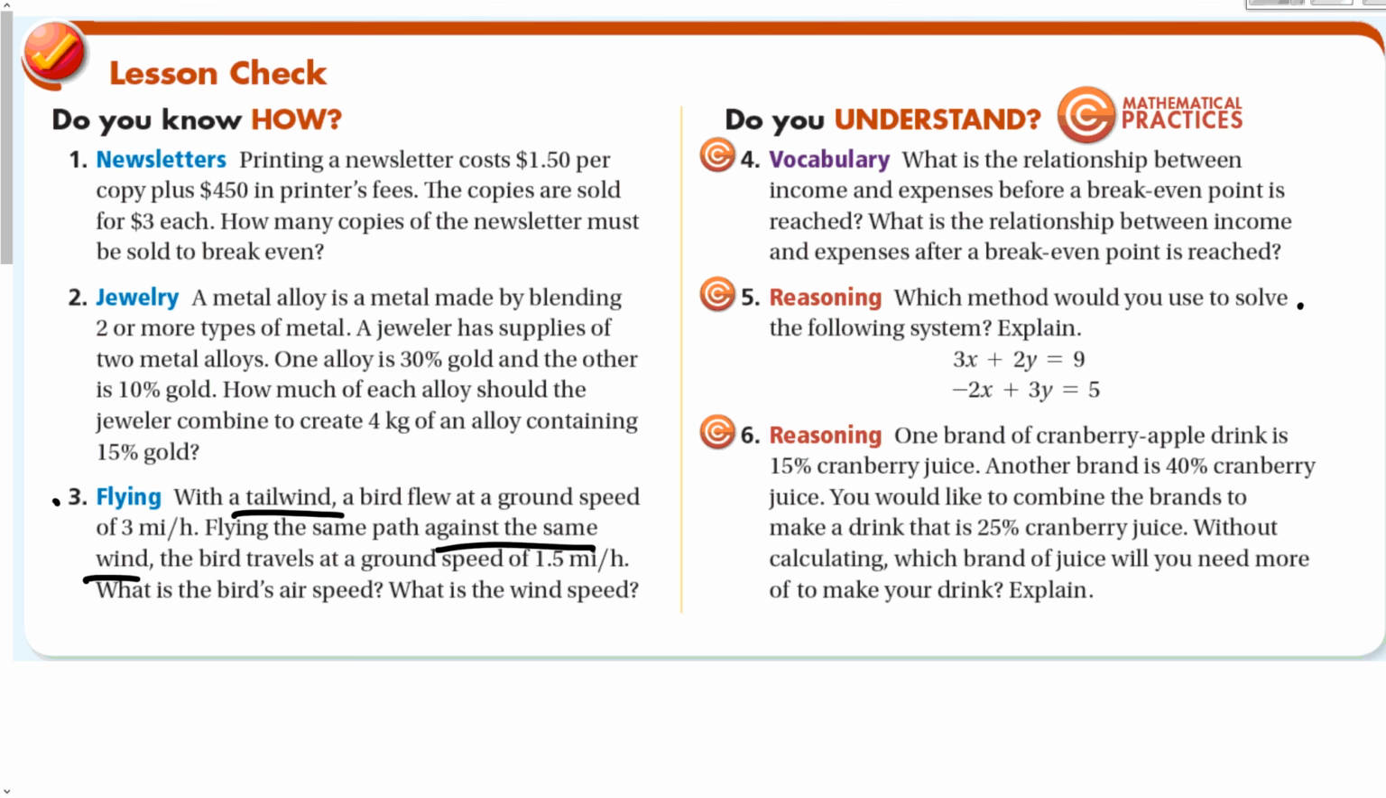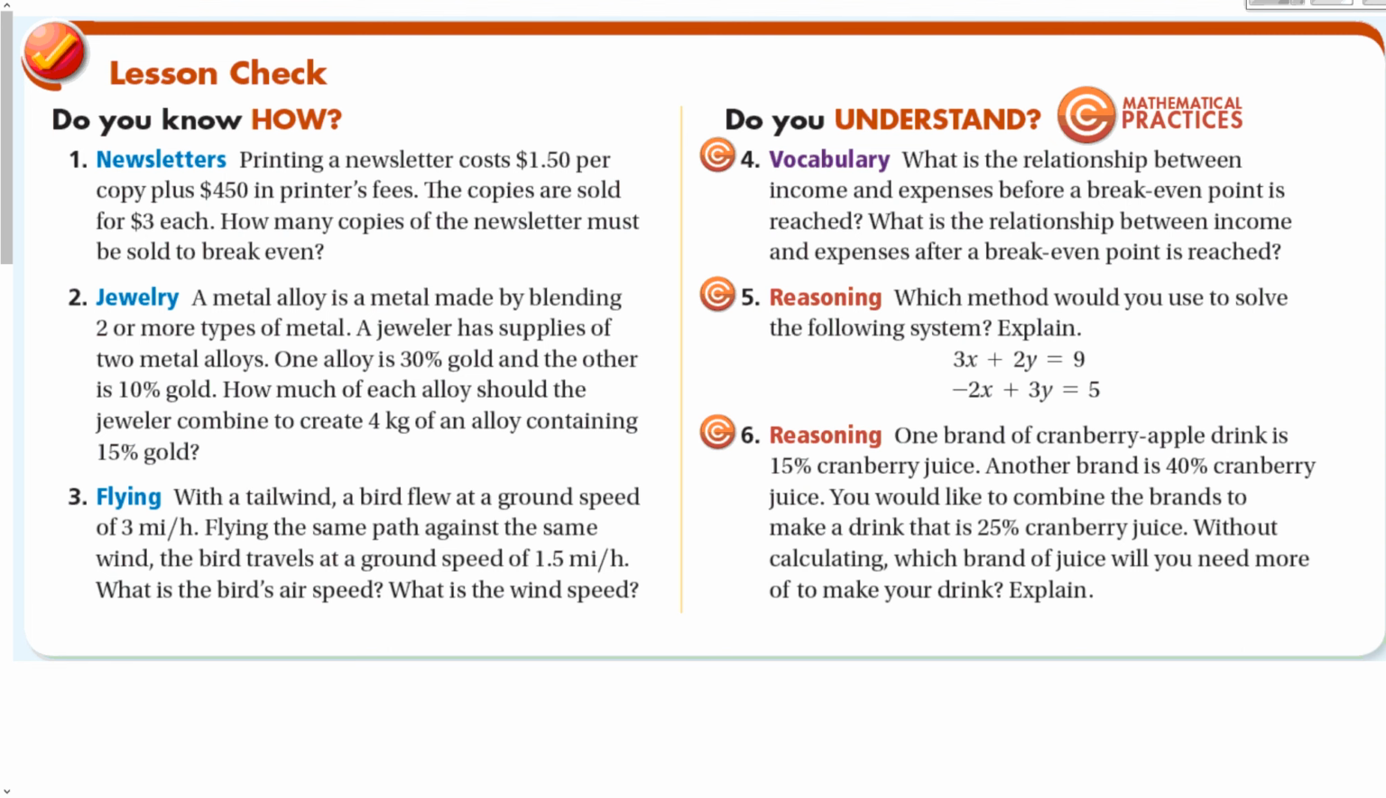For 5, which method would you use to solve the following system? Well, if you look at this, don't cancel. There's no variable by itself. So I would use elimination, but it's not going to be an easy elimination. You're going to have to multiply the top and the bottom by something to make them cancel. Probably, I would multiply the top by 2 and the bottom by 3 and make both of these a 6 and cancel out.